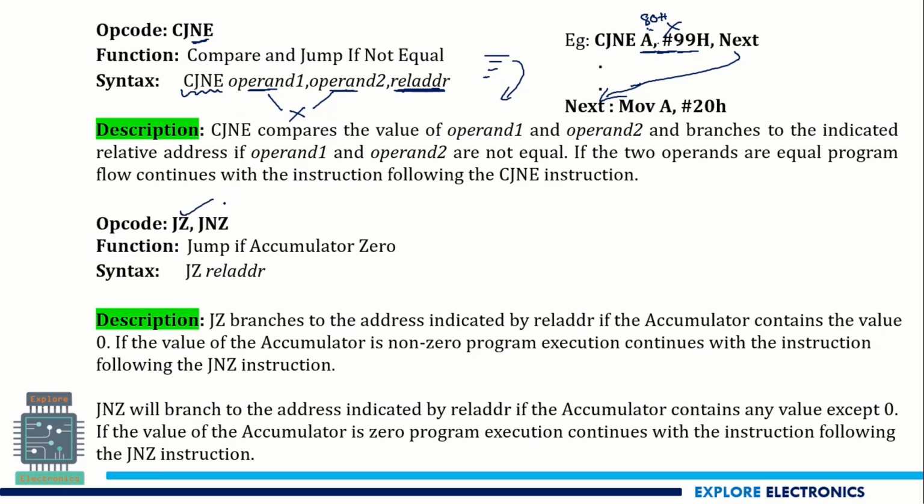Then we have jump if accumulator is 0, and jump if not 0. JZ relative address. If you use JZ, it will directly check whether the accumulator is 0 or not. Here we are not specifying the accumulator, but the JZ instruction internally checks A first. What is the content of A? If it is 0, the jump instruction is going to be executed. If JNZ is used, it will check for jump if not 0. If you have any value other than 0, then the jump instruction is going to be executed.